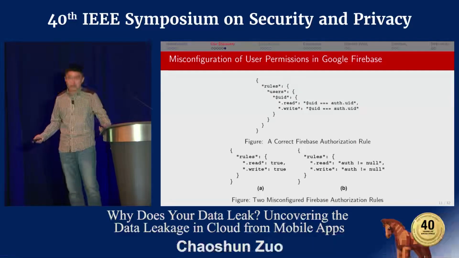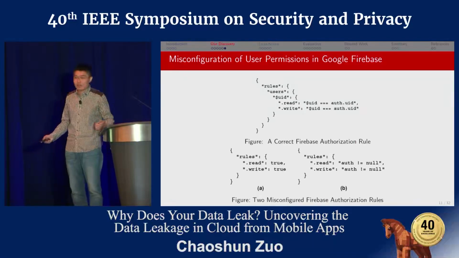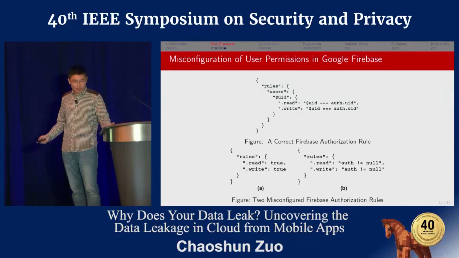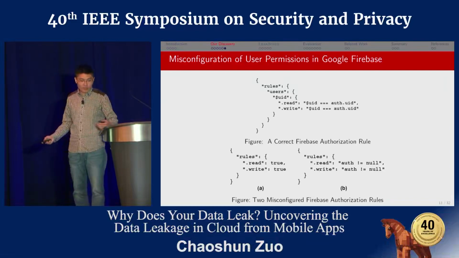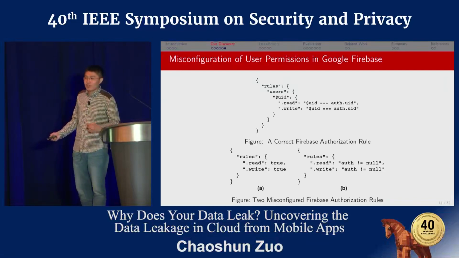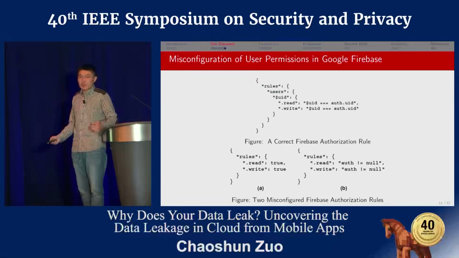And here are two examples of incorrect configurations. The left one indicates anyone can read and write the database, even without login. The right one indicates any authenticated user can access the database. No matter Bob or Alice, they can directly access the entire database.